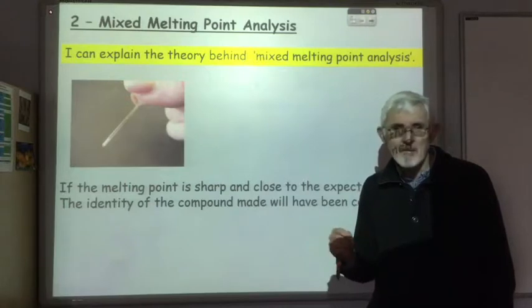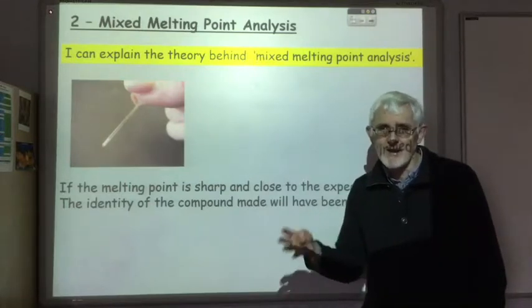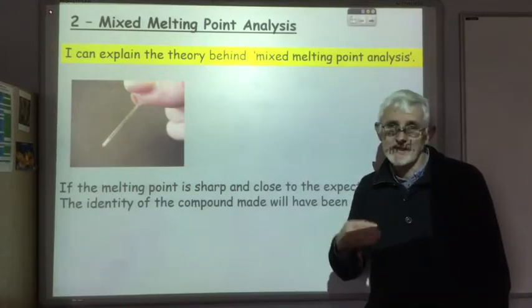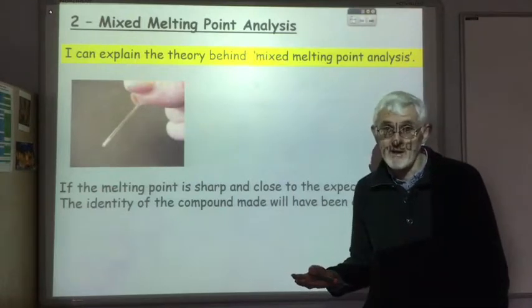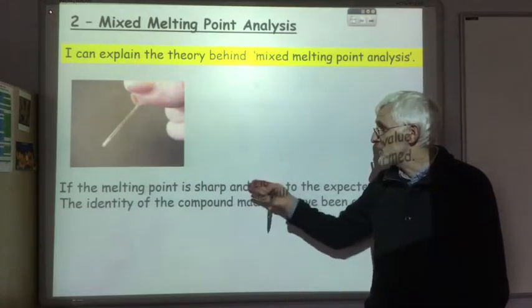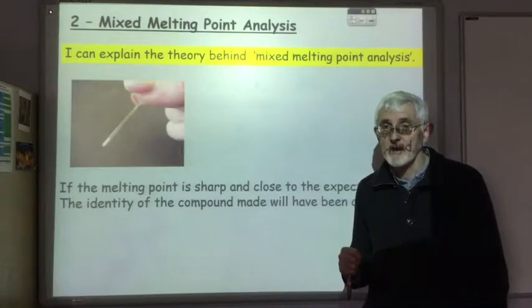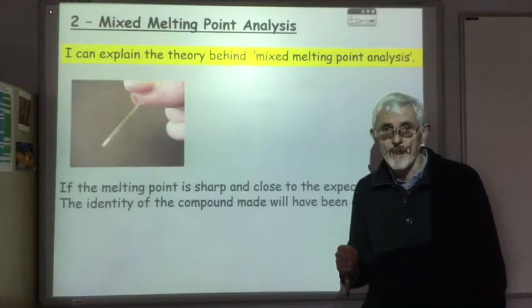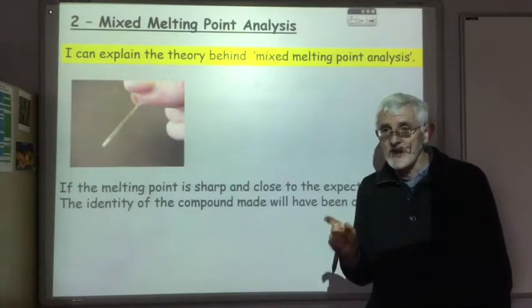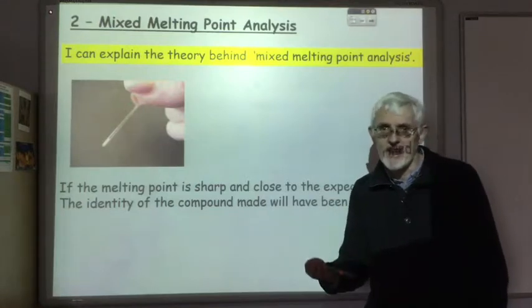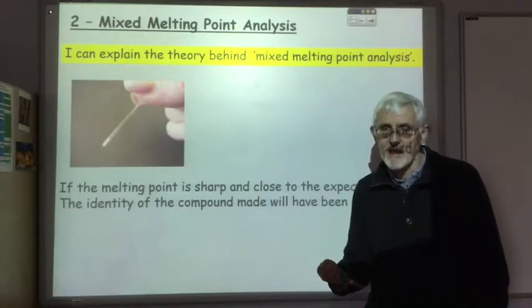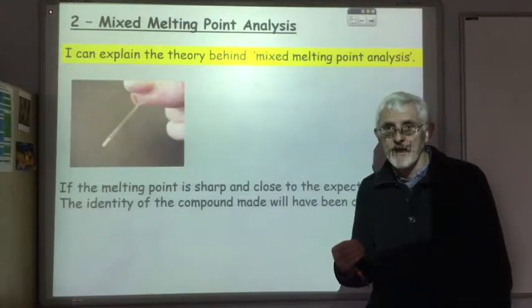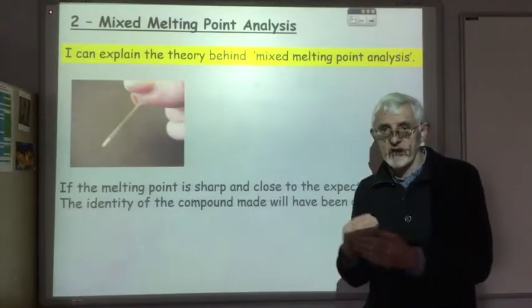But you may wonder, what happens if what we've made isn't actually aspirin, but it does still happen to have a melting point of 120? Would we not still get a sharp melting point at 120? The answer is no, because what we've synthesized, X, and aspirin, if they're not the same, they act as impurities for each other.